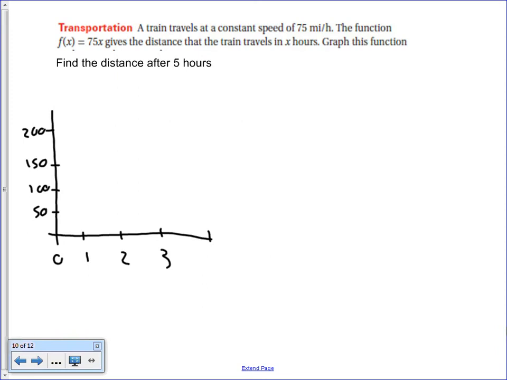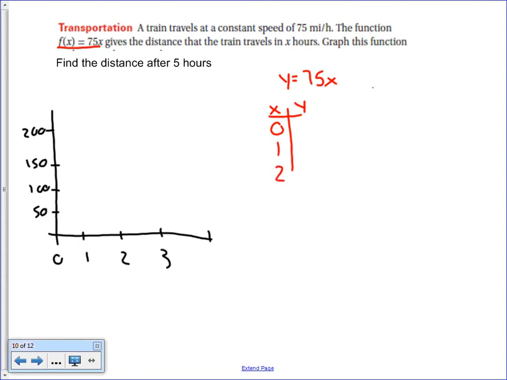Graph this function. So we just actually did graphing, so f of x equals 75x. You can think of that as kind of like y equals 75x. The f of x is kind of treated like a y in these equation problems. So again, what we're going to do is pick a few x values, plug them in, get some y values, and graph this. I have kind of a crude graph here, so I'm going to graph it on this. So let's choose x values of 0, 1, and 2.